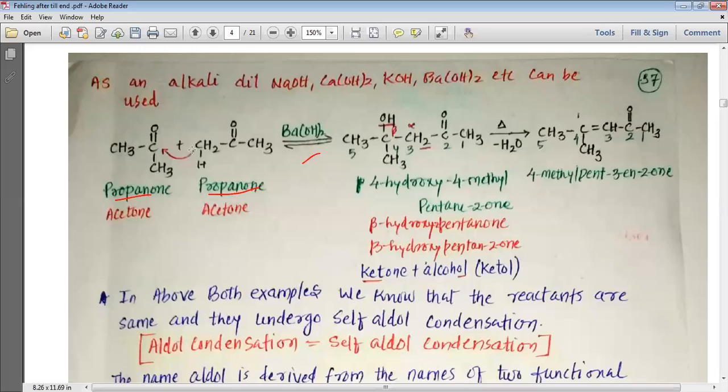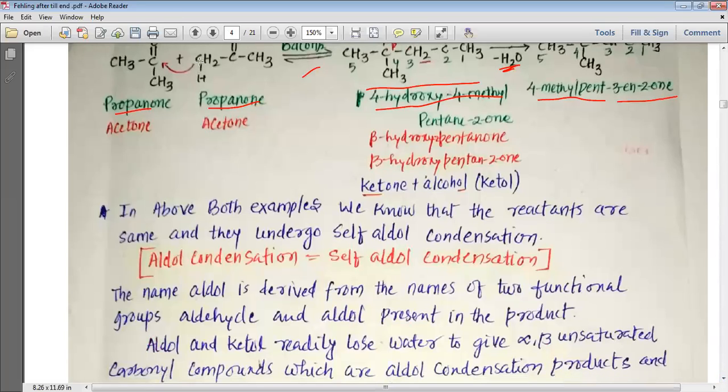The attack of one propanone on the other gives us the product 4-hydroxy-4-methylpentan-2-one. In the same way, when this 4-hydroxy-4-methylpentan-2-one undergoes removal of a water molecule, we get 4-methylpent-3-en-2-one, my dear students. So this is how we get the product formed. Here you can see that the attack of one propanone on the other gives us first the aldol product, and then it gives us the alkenal.